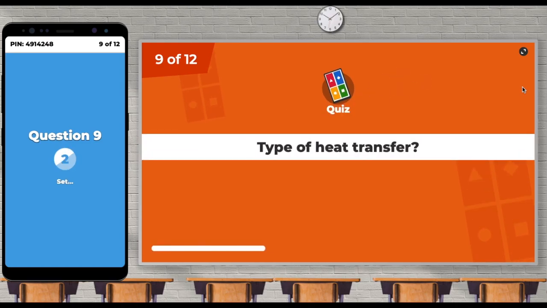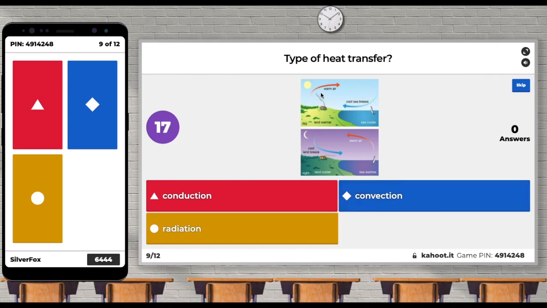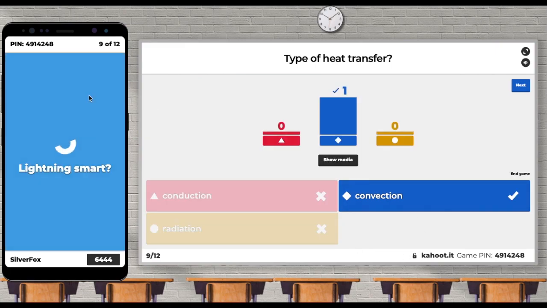Question number 9. What type of heat transfer is this? We see this cycle going through here where we have warm air and the cool breeze. It is convection, because it's making that convection current going in a circle.